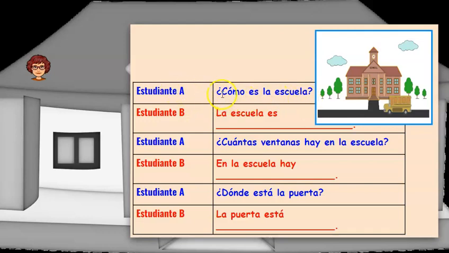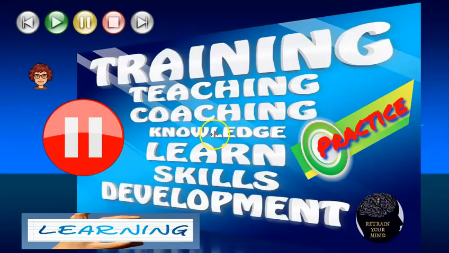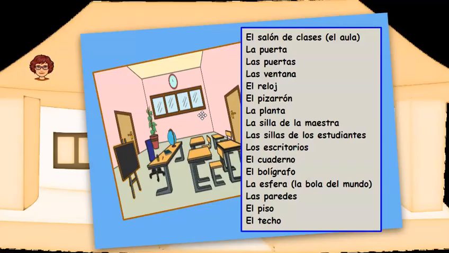So anyway, estudiante A, ¿cómo es la escuela? Estudiante B, la escuela es, and then take a look and see what you're going to say. ¿Cuántas ventanas hay en la escuela? Etc. So let's go. Pause the video and practice a little bit, okay? And then you unpause it and let's move on to the next slide.